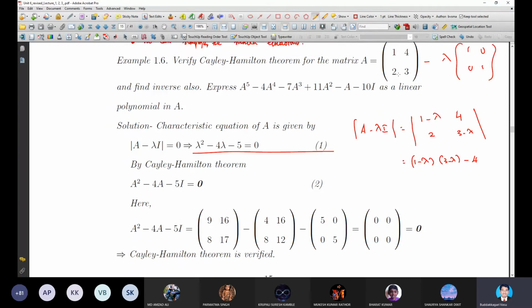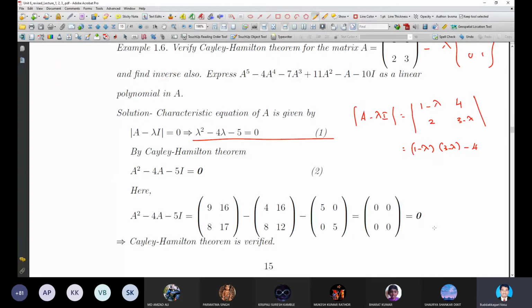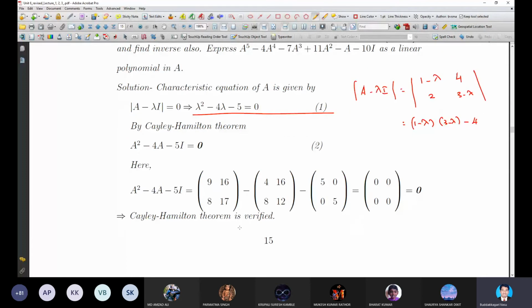Then you find out A square, A into A. It is not just squaring. Understand, please. Usually people make mistakes very quickly like this. Multiply A into A. It results in 9, 16, 8, 17, minus 4 times A, minus 5 into I. Very clearly it satisfies 0, right? So hence A satisfies its characteristic equation. So hence the Cayley-Hamilton theorem is verified.